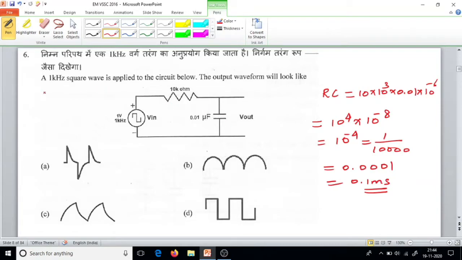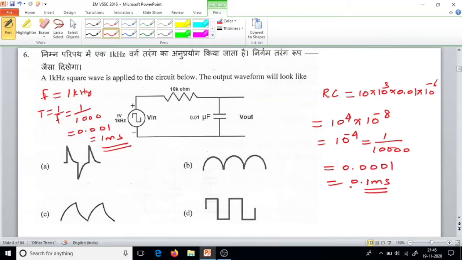And for frequency equal to 1 kilohertz, T equals 1 by F, that is 1 by 1000, which equals 0.001, 1 millisecond. Now 1 millisecond, so there is a difference of 10 times. The input time period is much higher than the RC time constant.